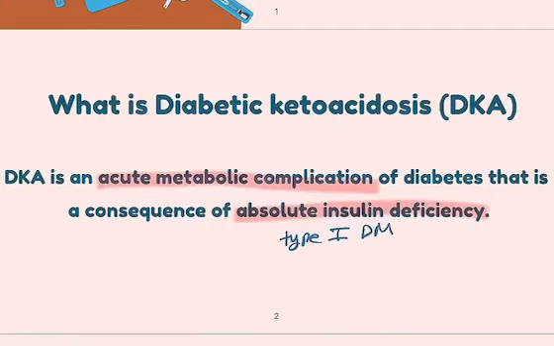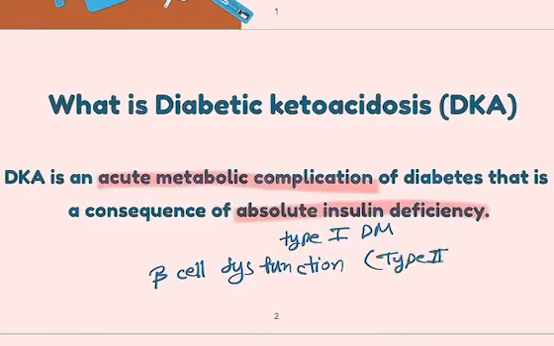But you may find diabetic ketoacidosis in patients with type 2 diabetes mellitus, and it is when there is a significant beta cell dysfunction. So, when there is a significant beta cell dysfunction in a type 2 diabetic patient, you may find diabetic ketoacidosis in them.